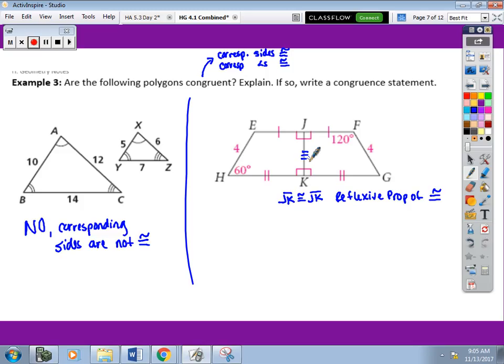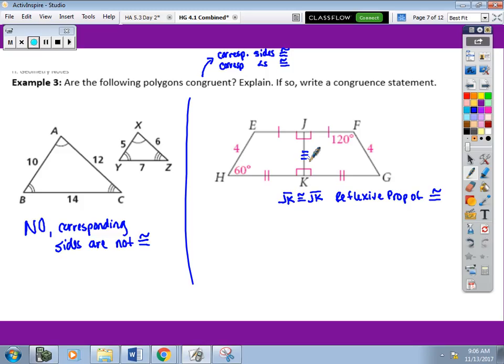This is why. When you have two shapes that are butted up right against each other and they share a side. Okay, so now we have all the sides are congruent, the pairs of sides. Now let's check the angles. We have 90, 90, 90, 90, but we have 60 and 120. So right now it looks like I don't have congruent angles.